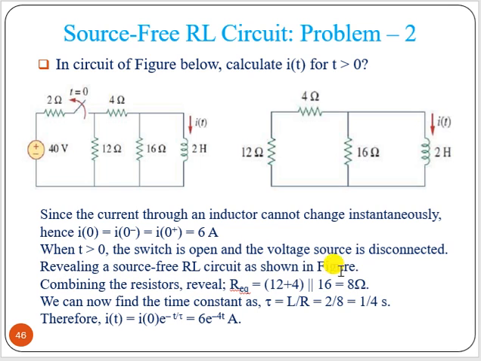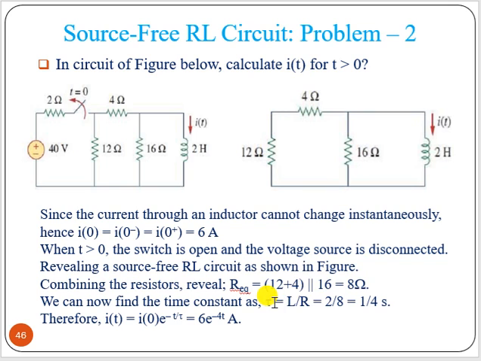Now when the switch opens, what happens? This circuit looks like this one only, that is this one. Now if you look from here, the inductor side, what is the RTH? R equivalent is 12 and 4 in series, that is in parallel with 16, because current divides here. So you got R equivalent.